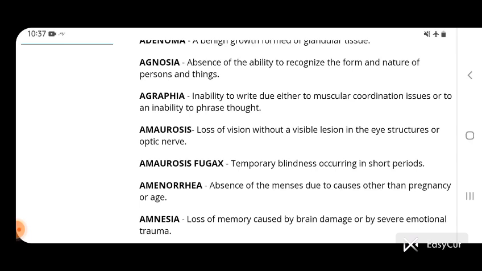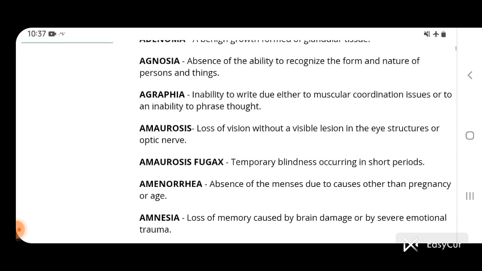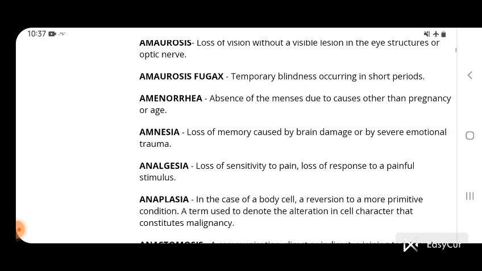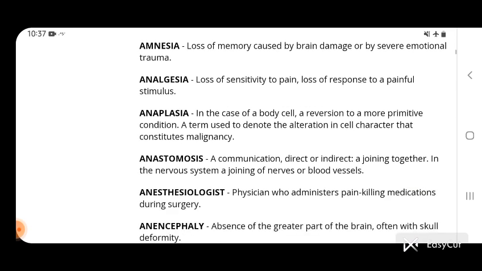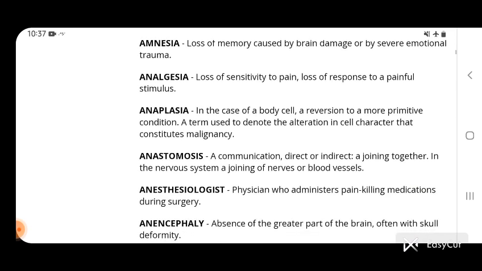Next is amnesia. It is defined as a loss of memory caused by brain damage or by severe emotional trauma. Brain damage may be due to head injury, accidents or tumor growth. Next is analgesia. Analgesia is a loss of sensitivity to pain or a loss of response to a painful stimulus. So that is analgesia.